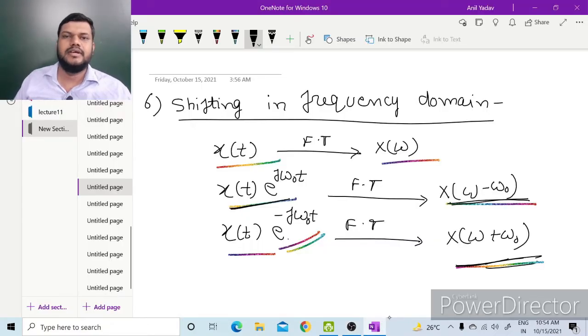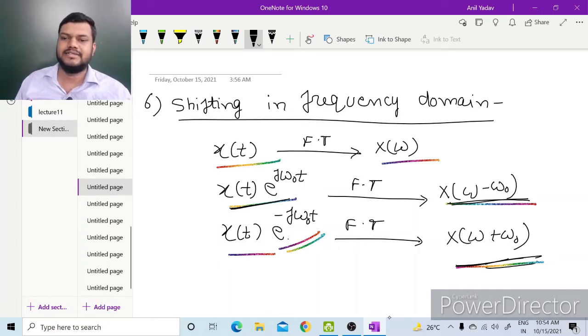So in the previous lecture we have seen 5 properties of continuous time Fourier transform, that are linearity property, shifting in time domain, time reversal, time scaling and duality property. Now the remaining properties we will cover in this video. So the next property is shifting in frequency domain.